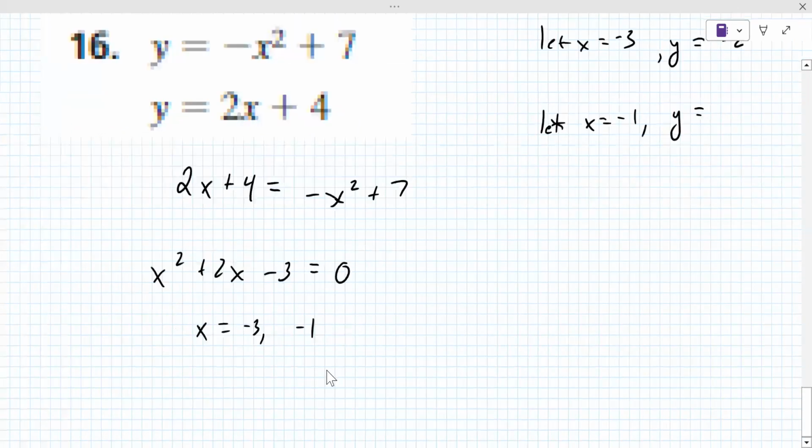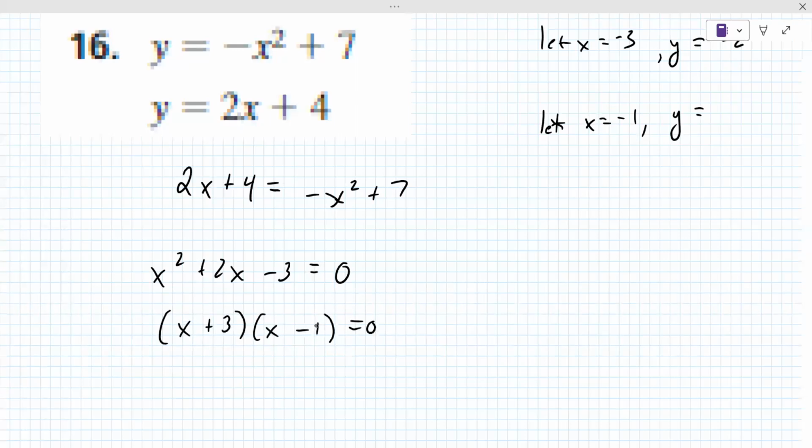So the factoring here is x plus 3, x minus 1. So you get negative 3 and 1, yes, positive 1, and then y is 6. 2 times 1 plus 4. Oh, yeah. Okay.